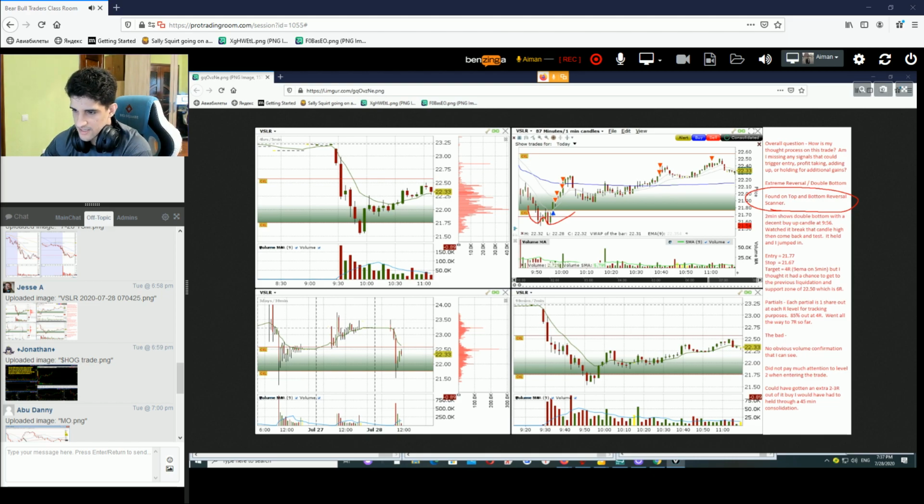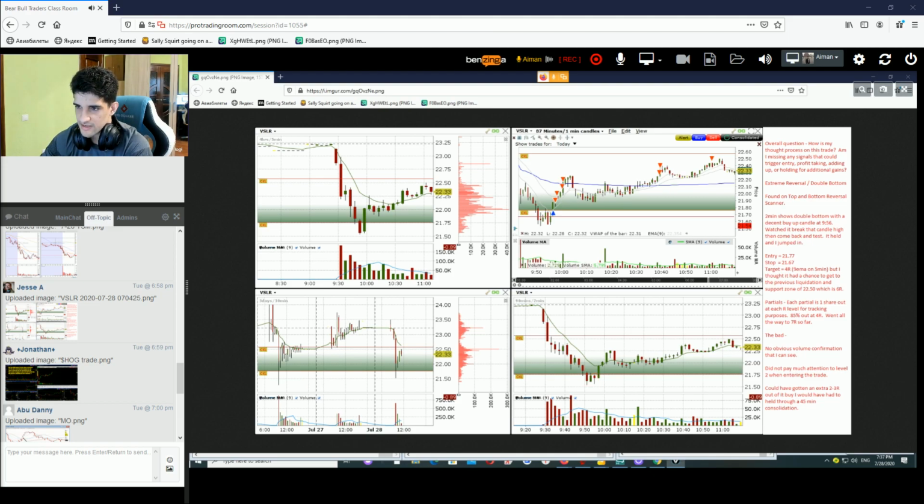The 2-minute chart, which is here, shows a double bottom with a decent buy candle at 9.56. So you see these guys, one bottom coming back up, another bottom coming back up with a decent reversal or indicator candle, which is the hammer. That was a good signal right there. Watch it break that candle high. When it came back and tested, it held and I jumped in.